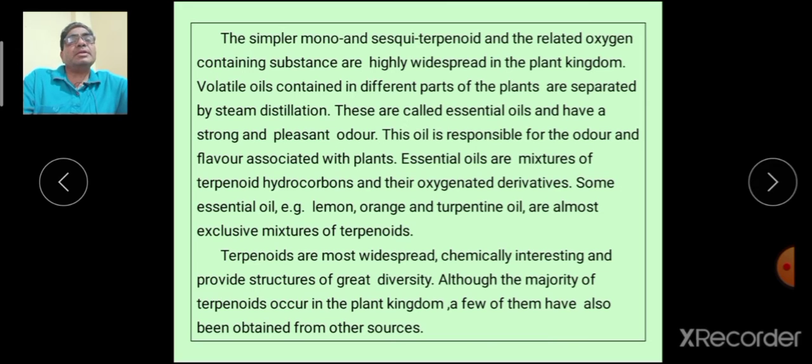The simpler mono- and sesquiterpenes and the related oxygen-containing substances are highly widespread in the plant kingdom. That is where they are present, the information is seen.